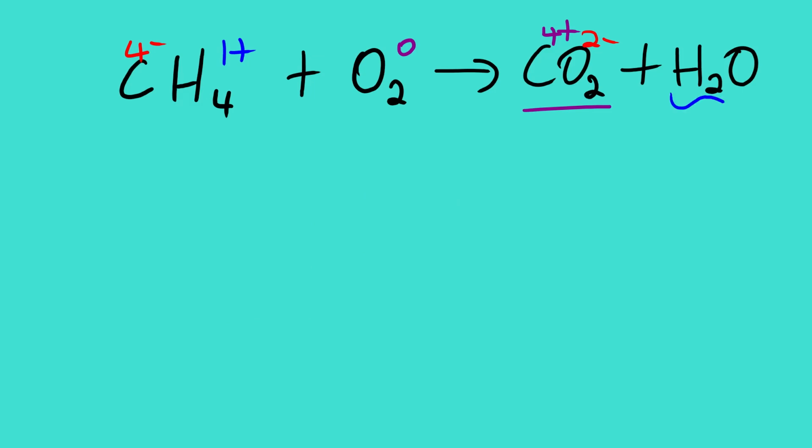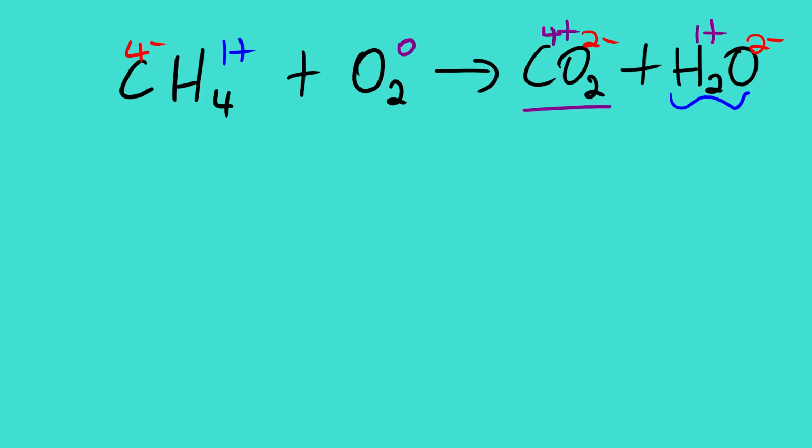We are left with this compound. Now we know that the oxidation number of oxygen in this case is 2-, since this is not a peroxide, and then the oxidation number of hydrogen will be 1+. From the previous examples, we know that this will be 1+.